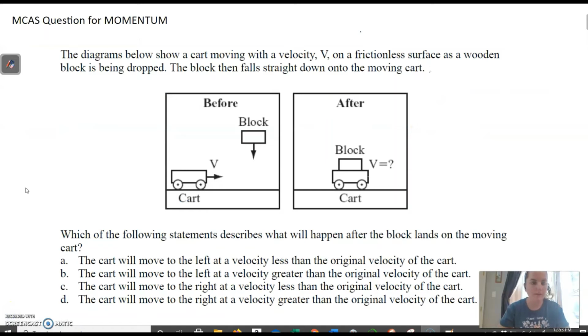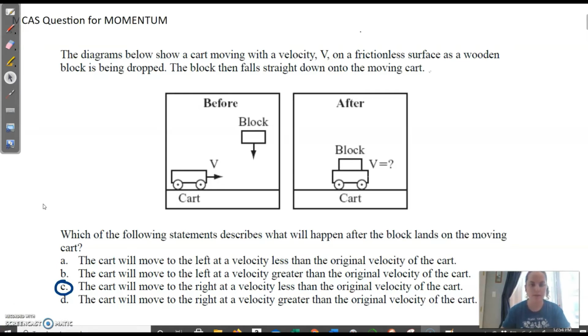So the next one says, the diagrams below show a cart moving with a velocity v on a frictionless surface as a wooden block is dropped. The block then falls straight onto the moving cart. Which of the following statements describes what will happen after the block lands on the moving cart? Go ahead and try your best. So the answer here is C.